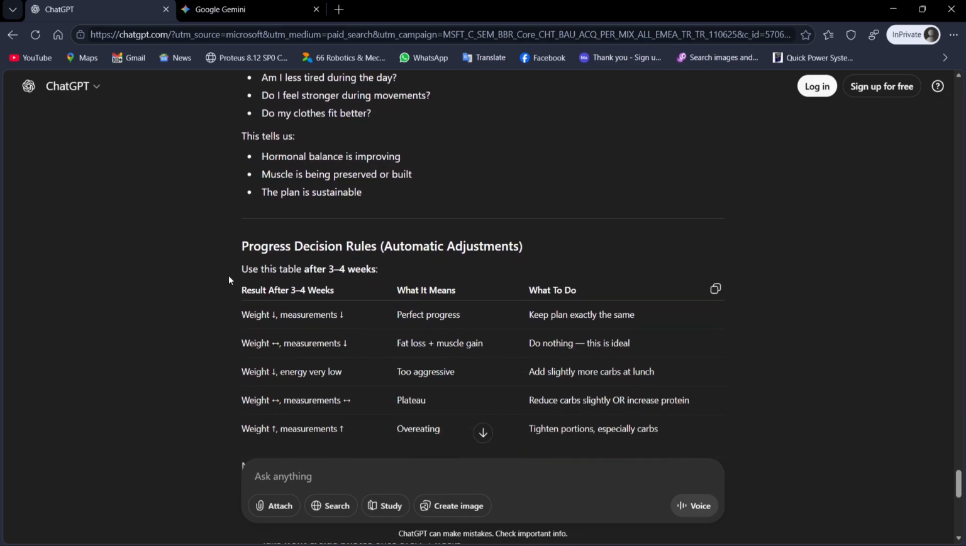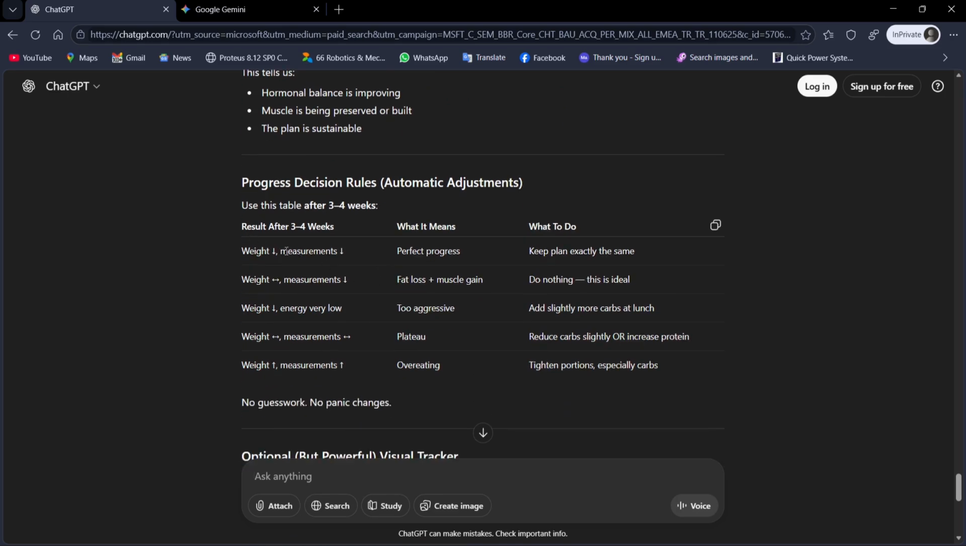Progress decision rules. Use this table after 3 to 4 weeks. So we have results after 3 to 4 weeks. Weight falls, measurements fall: perfect progress. Keep the plan exactly the same. Weight varies, measurements fall: fat loss plus muscle gain, do nothing. This is ideal, right?